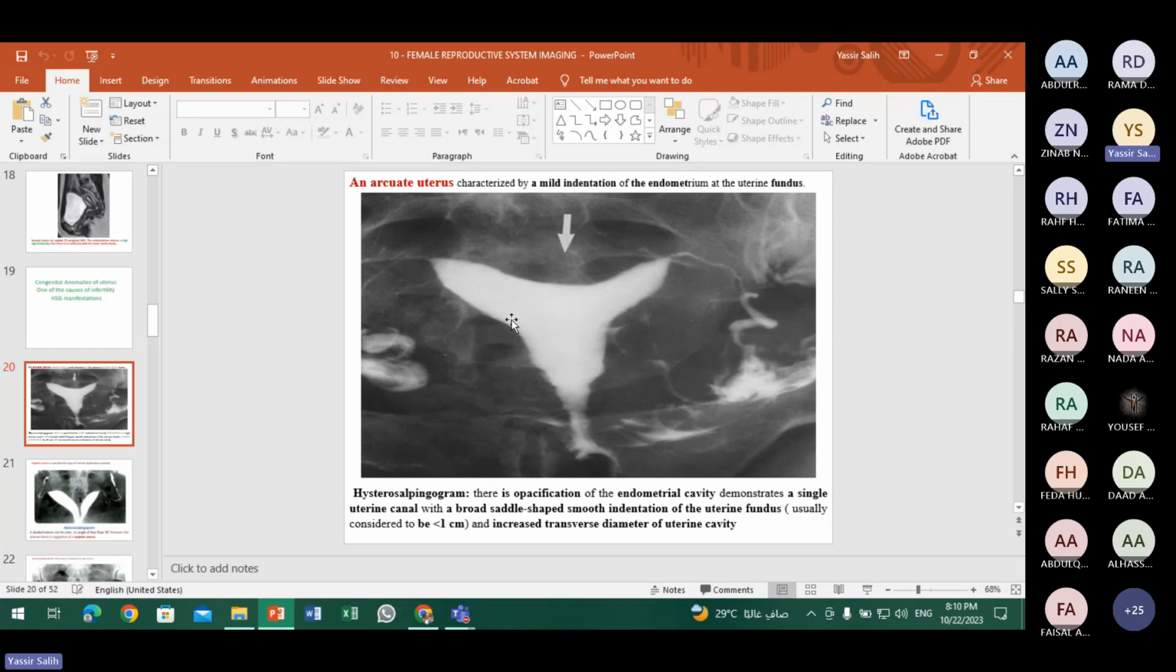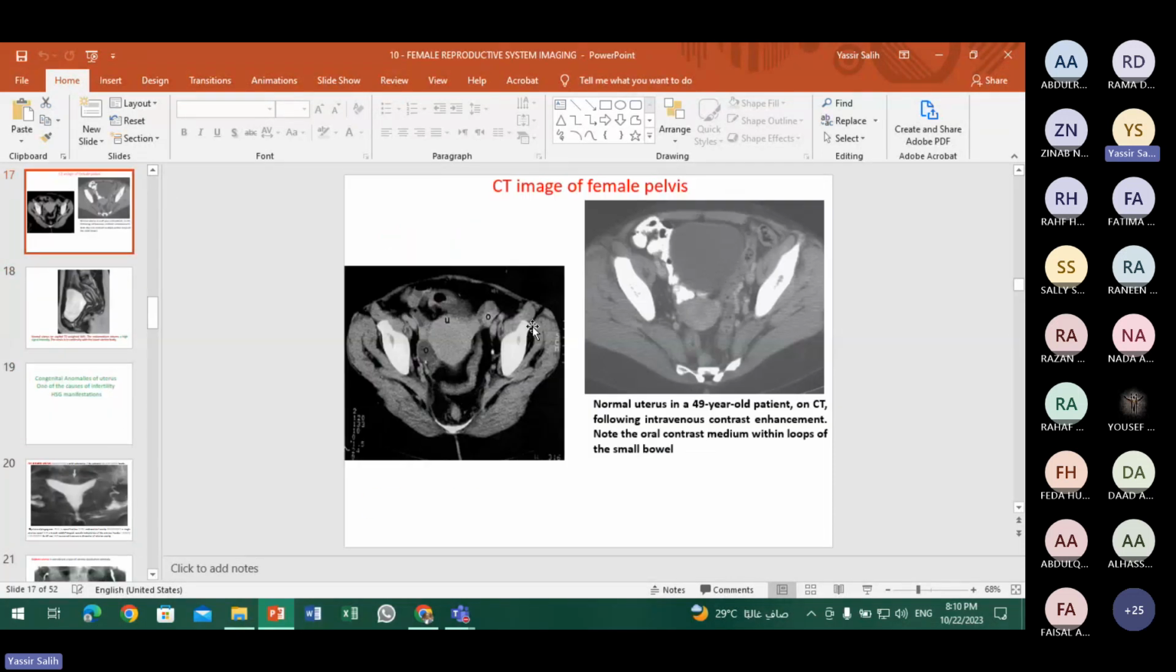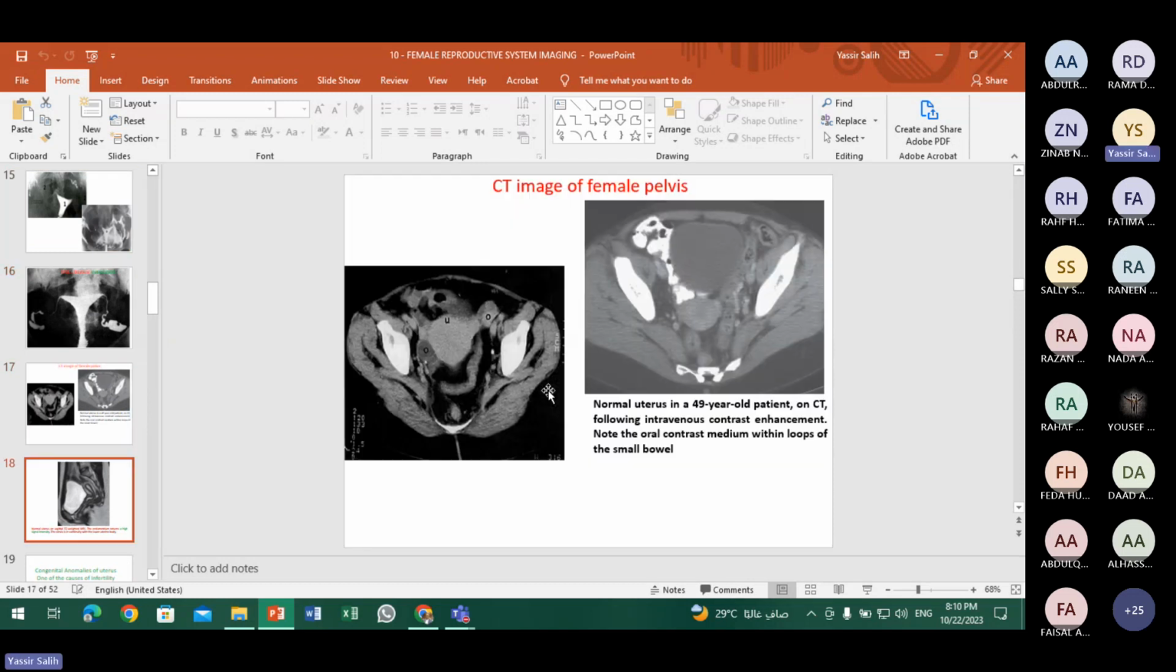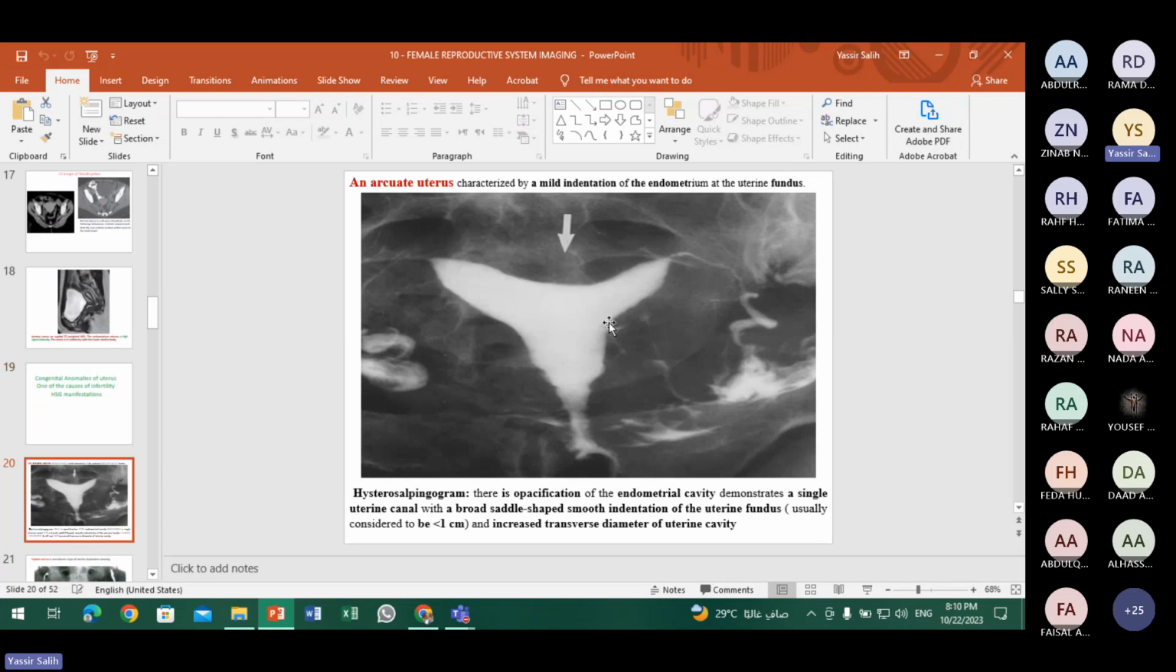Also in the arcuate uterus, we have a specific feature. First, there is an indentation or depressed fundus of less than 1 centimeter. Second, there is increased transverse diameter of the uterine cavity. Compare this transverse uterine cavity with a normal one: there is an increase in transverse diameter. So this is called arcuate uterus.